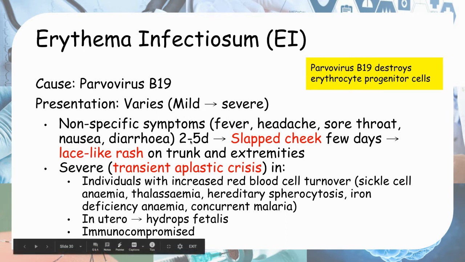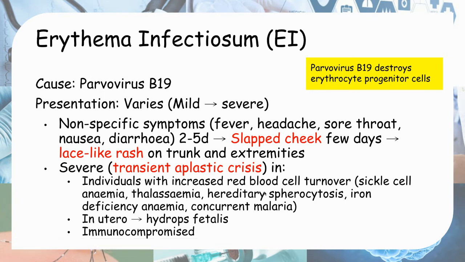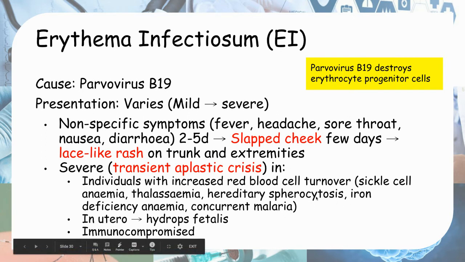Usually it's mild. However, in individuals with increased red blood cell turnover, they can have something known as transient aplastic crisis, because this parvovirus destroys erythrocyte progenitor cells. They need these erythrocyte progenitor cells to become mature red blood cells, but it's being killed off. So they can have suddenly very severe and aplastic anemia. And then if this happens in utero, it can cause hydrops fetalis.